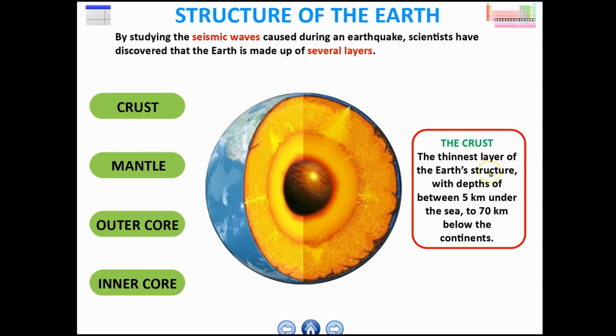So we start off with the crust, which is the thinnest layer of the Earth's structure, between 5 kilometers to 70 kilometers below the continents. Interestingly, there are some massive lakes underneath the oceans and underneath the crust. Where the cracks are formed and the water has gone in underneath, there's actually quite a lot of water trapped in layers underneath, forming massive seas.